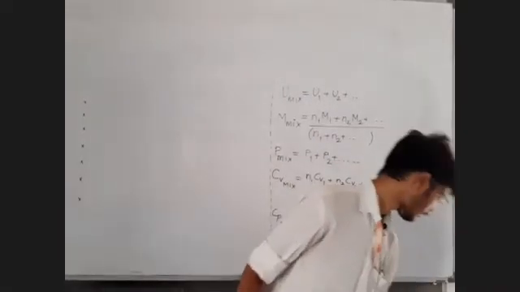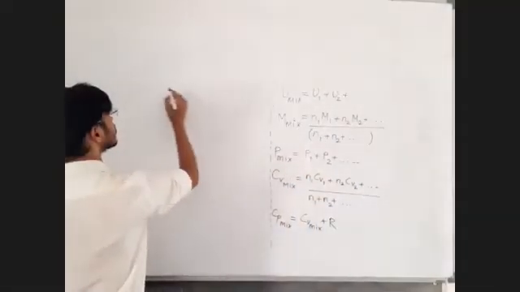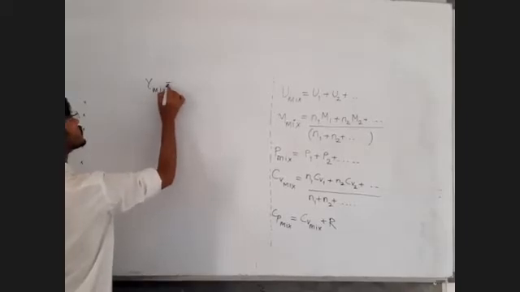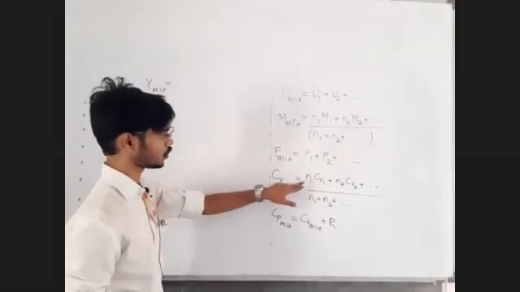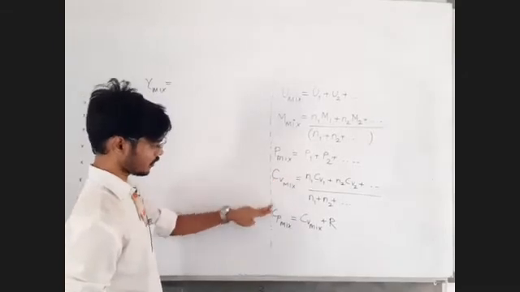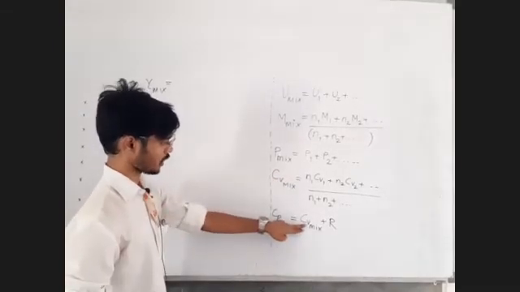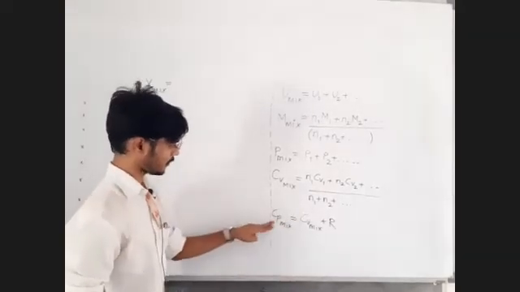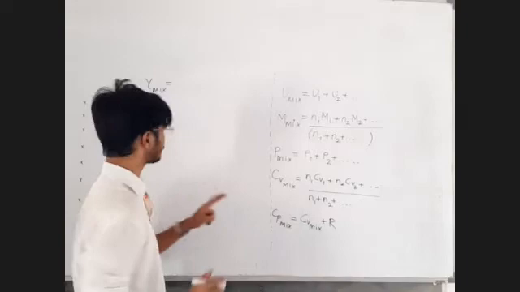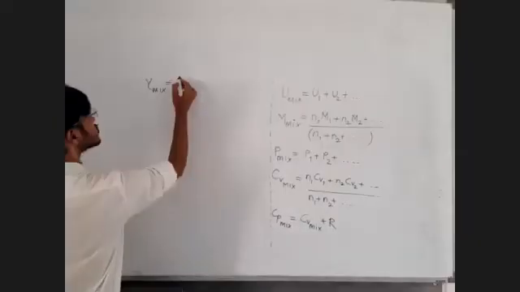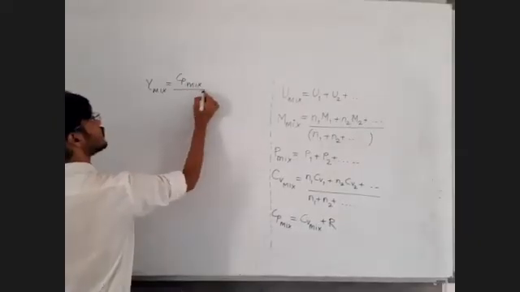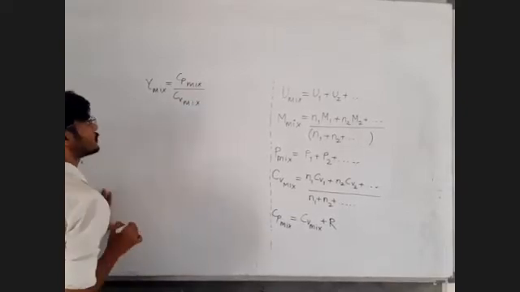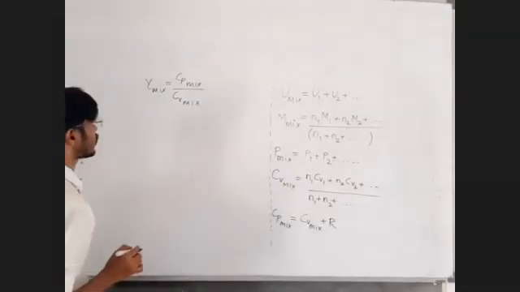All right. How to find out gamma of mixture? To find out gamma of mixture, the first thing is find out CV using this formula. After getting CV, find out CP. CV is already found, plus R. Then get CP. Once you get CV of mixture and CP of mixture, just do this: CP of mixture upon CV of mixture. In this way, you will get gamma of mixture.